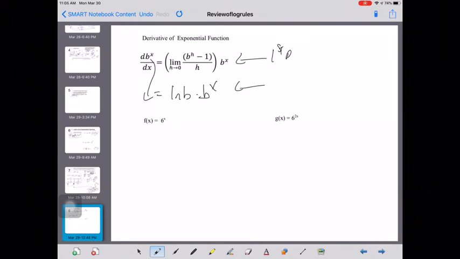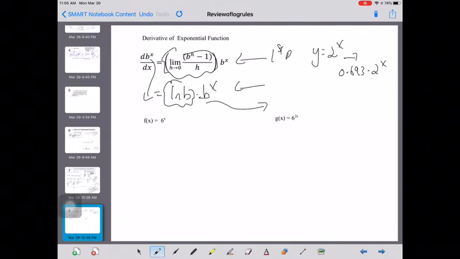So if you notice here, they both have b to the x, that's the thing they have in common, but what's interesting is that this thing here will determine what I'll call the compression or stretch factor. So for example, let's go back to 2 to the x. So y equals 2 to the x. When we did the long way using the calculator, we got 0.693 times 2 to the x.